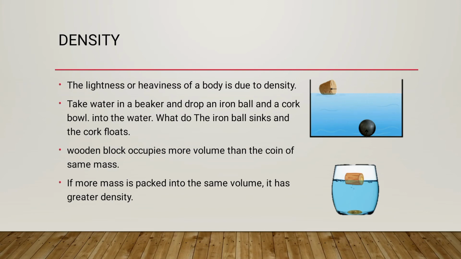There is another experiment. Here the wooden block and a coin have the same mass, that is the same weight, but the wooden block floats and the coin sinks. Why? Because the mass is tightly packed in the coin and not in the wooden block. So because of that factor, the coin sinks and the wooden block floats even when they have the same weight. So the factor is called density.